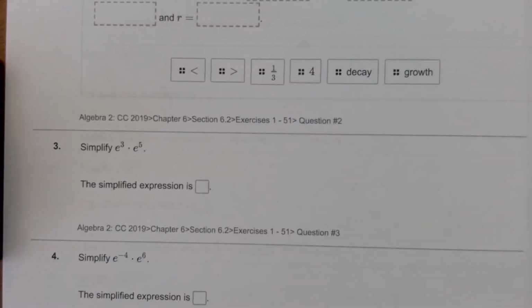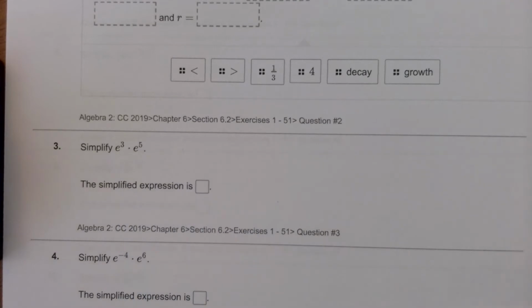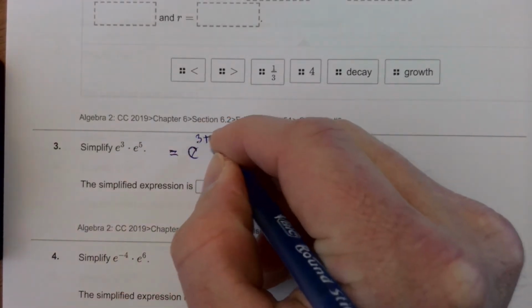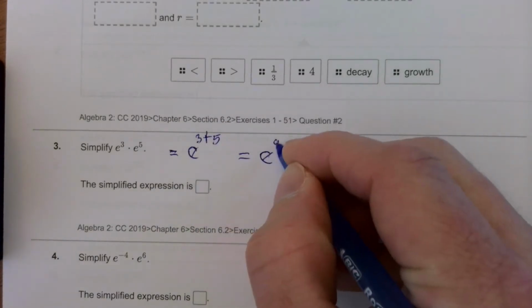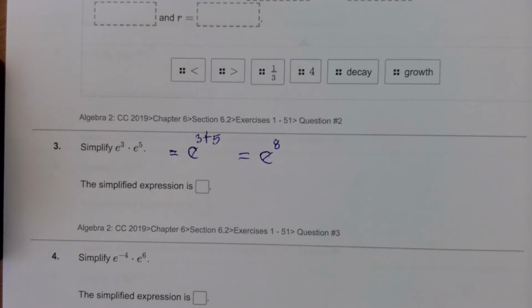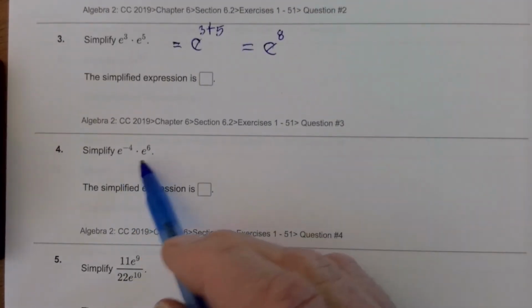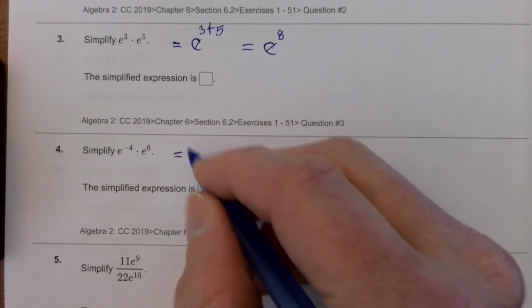How do you compute e to the third times e to the fifth? Well, just like with any other product of powers, if the bases are the same, you can just add the exponents. So this is going to be e to the 3 plus 5. 3 plus 5 is 8. That's e to the 8th. This next problem asks you to multiply e to the negative 4th times e to the 6th. And sure enough, all you have to do is add the negative 4 and the 6.